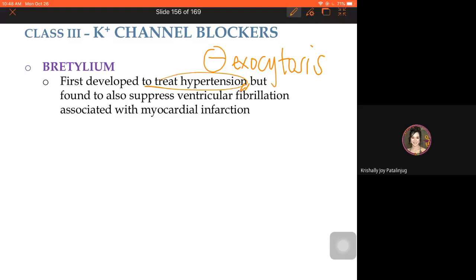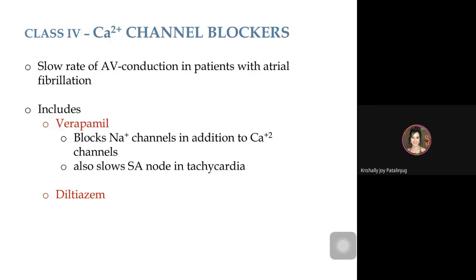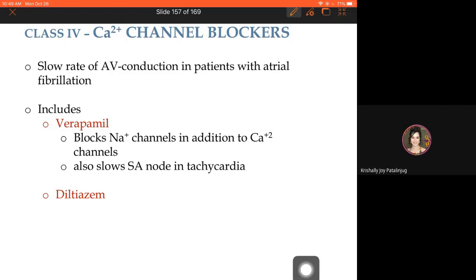Overall, that is the end of class 3 antiarrhythmics. Those are the potassium channel blockers, with the highest effect towards prolongation of the effective refractory period. So far, I have discussed class 1, the sodium channel blockers, class 2, the beta blockers, and class 3, the potassium channel blockers. So please take note of the properties.